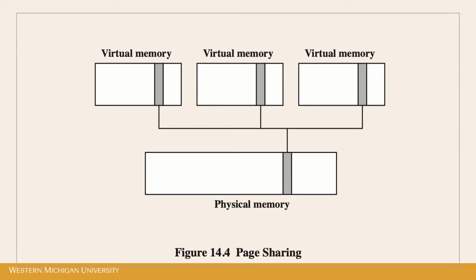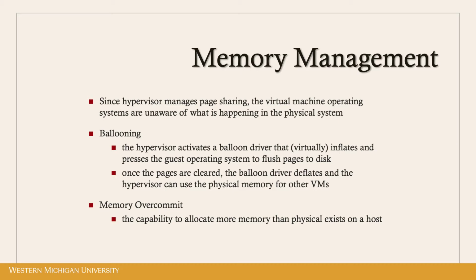Now, when we talk about memory, each virtual machine will have its own virtual memory space, and we'll also have the host with all the actual physical memory, and we can do something called page sharing, where each page in the virtual memory maps to a page in the physical memory, and that makes things a little easier as well. Since the hypervisor manages page sharing, the virtual machine is not really aware of what's happening in the physical system, right?